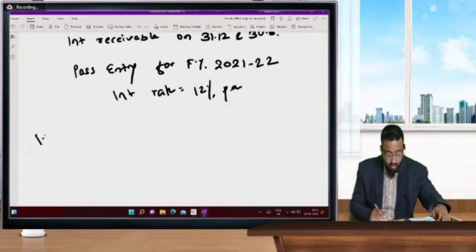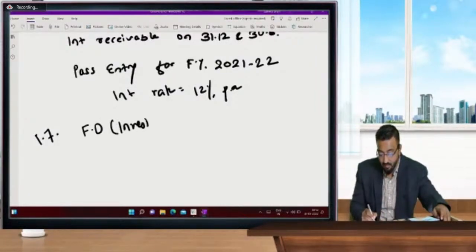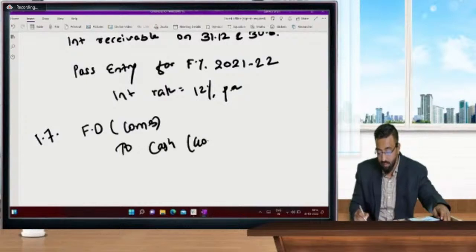First entry you are going to pass on 1st July. What is the entry? Investment comes in. Everybody's investment. And what goes out? Cash. How much? 1 lakh, 1 lakh.